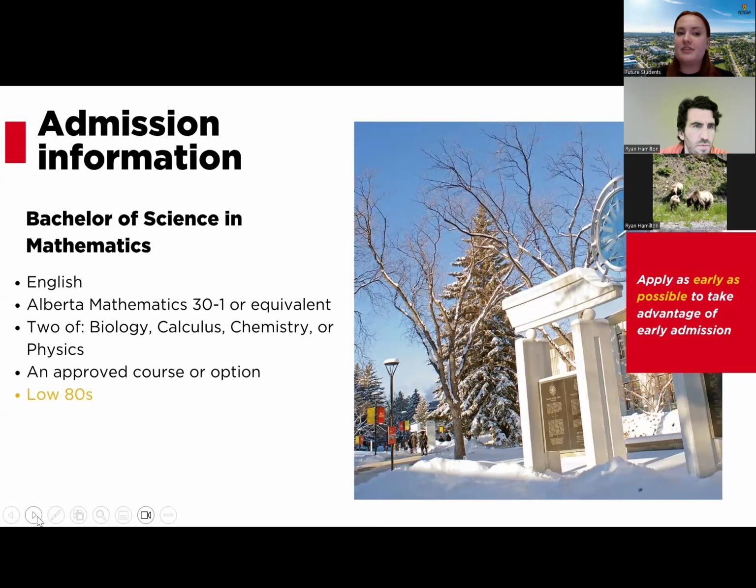These are just some specific admission requirements for the Bachelor of Science in Mathematics program. For this program, we're looking for English, Alberta Mathematics 30-1 or equivalent, 2 of these sciences, so biology, calculus, chemistry, or physics, and then an approved course or option. All of those would be looking at in the low 80s for an admission requirement. So we're just looking at the overall admission average of those 5 classes for that low 80s admissions average that we're looking for. This can give you an idea of what grade 12 classes we're looking for you to have to get into the Bachelor of Science in Mathematics program.